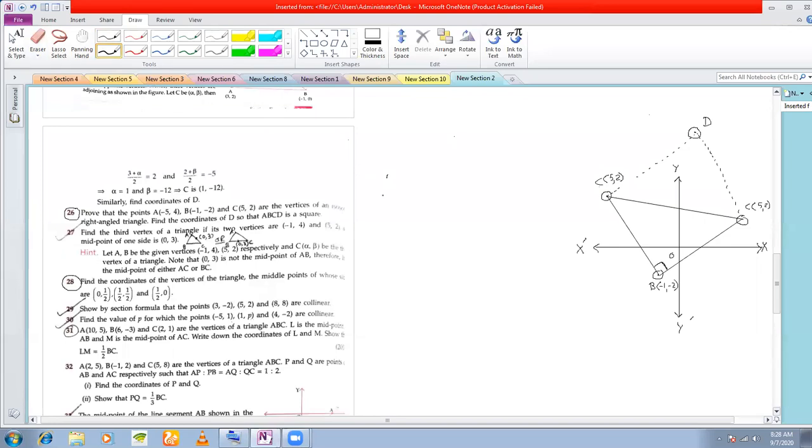We start by saying let the coordinates of D be A, B. Now, if it is a square, we shall use the property that all the sides of a square are equal. Also, we shall use the property that each interior angle of a square is a right angle. So, if this is a point D, then this must be your right angle.